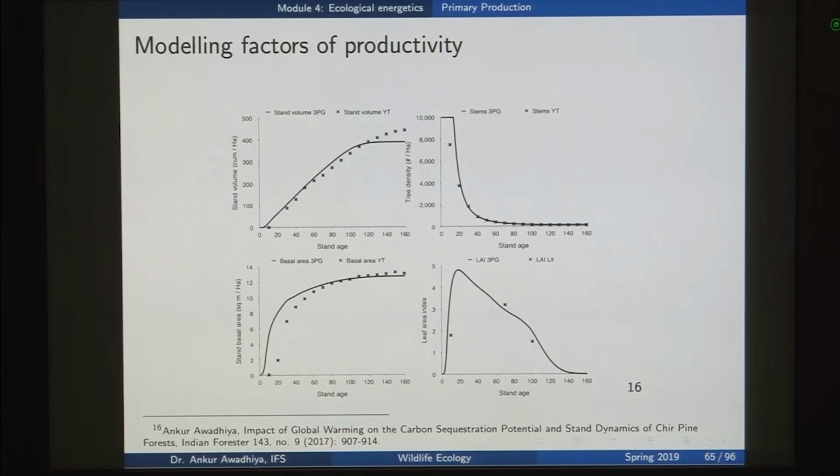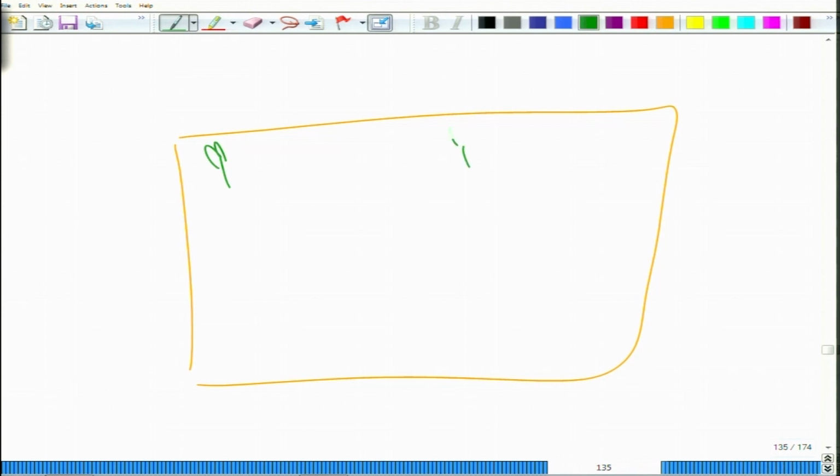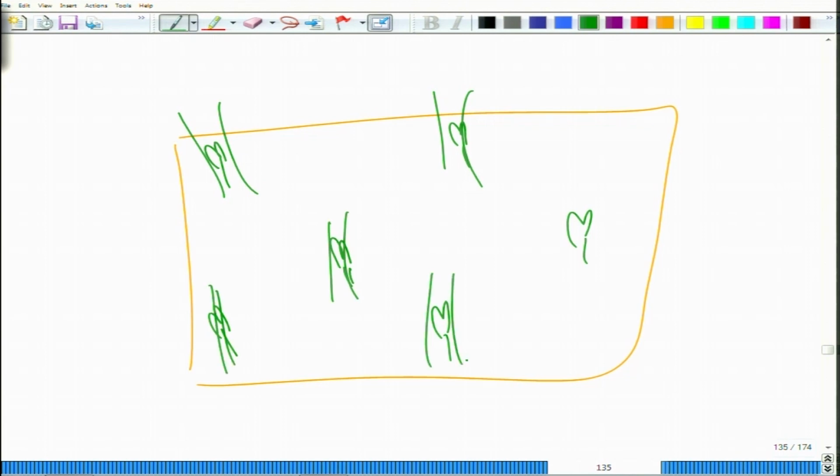In the case of a yield table, what people have done is that they have gone to the forest and looked at different trees at different stages of their life. So, for instance, you have an area that is completely free of any plants, and then you plant some pine saplings here. With time these saplings will grow up, so they will start becoming larger and larger.